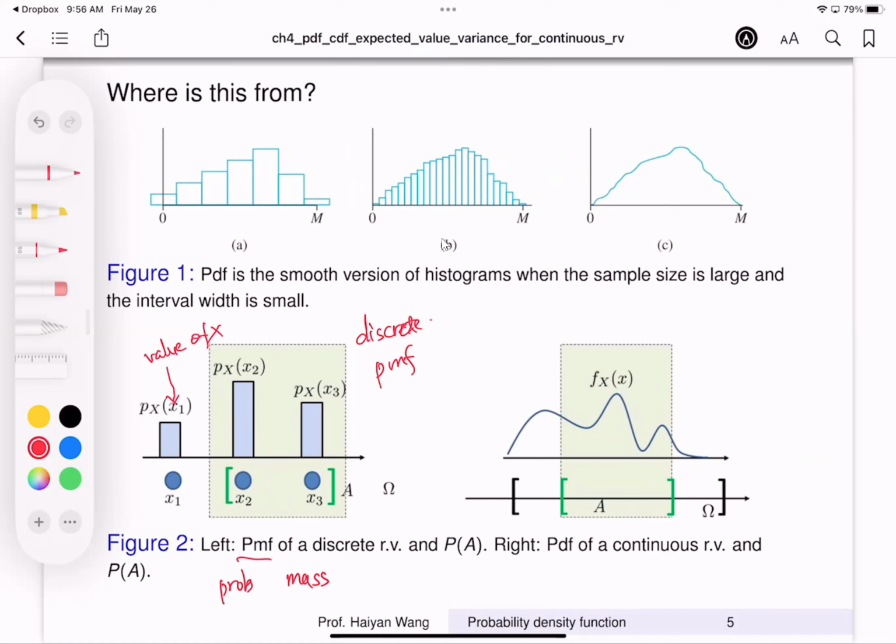But for this interval A in the continuous case, imagine you have these little bars, infinitely many of them with very small width. Eventually, when we add those up, what we get is the integral under the curve. So this is the approximation. In the discrete case, you do the summation. In the continuous case, we integrate. The two are essentially giving the same concept.